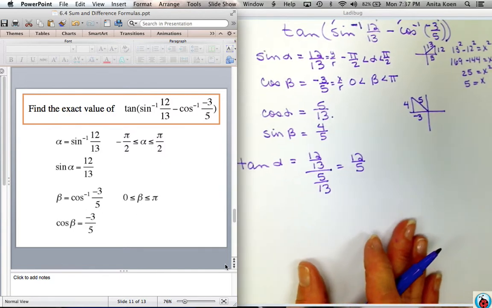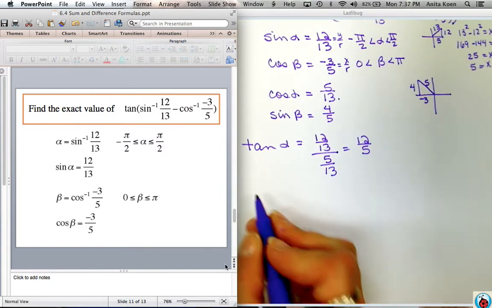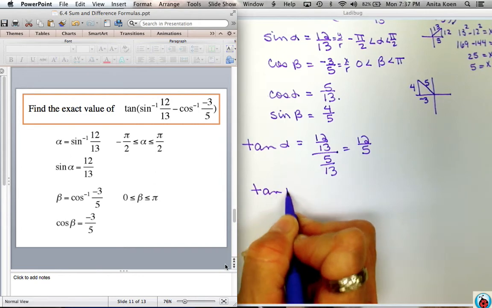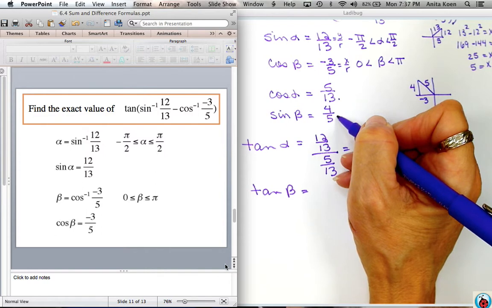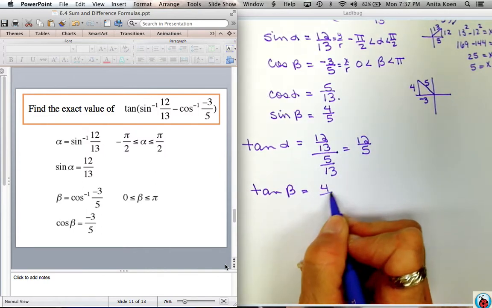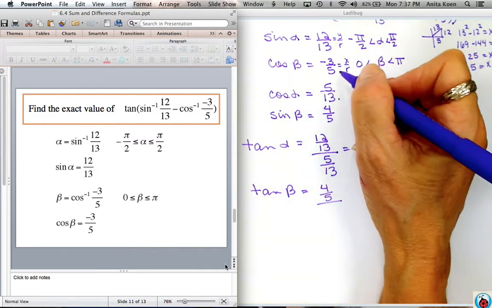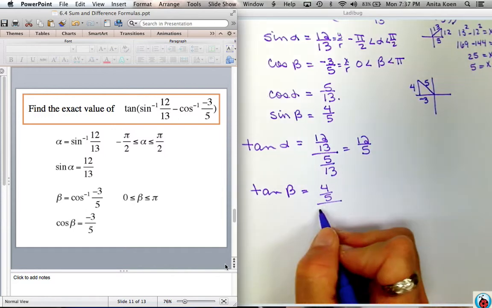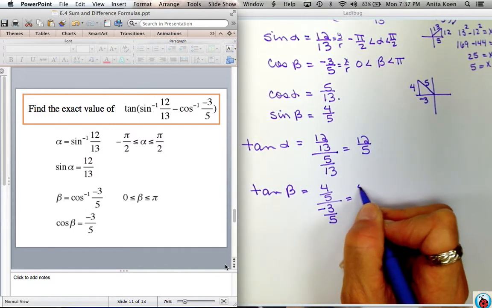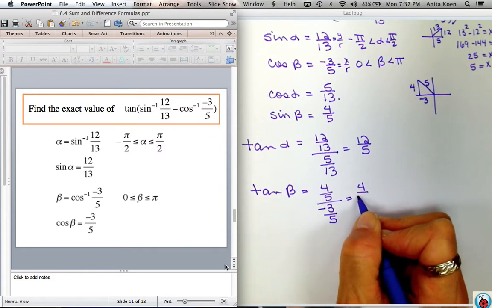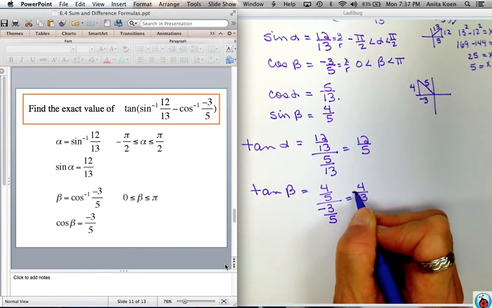And now we're going to look for the tangent of beta. So the tangent of beta is the sine of beta, which is right here, the 4/5, over the cosine of beta, which is right here, the negative 3/5, which means that the tangent of beta is negative 4/3.